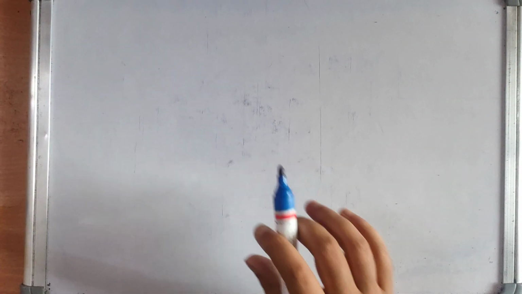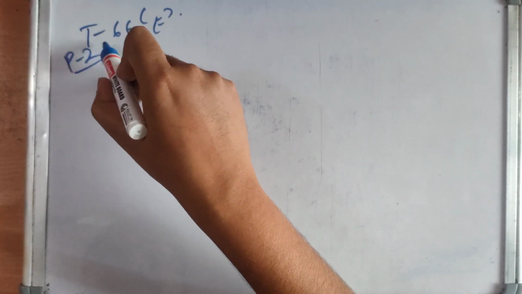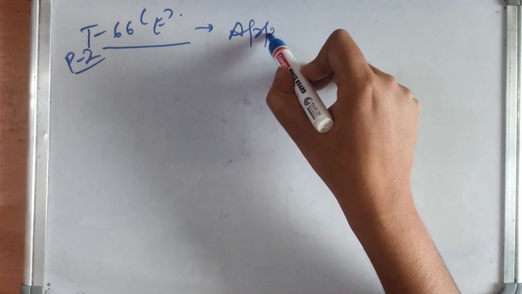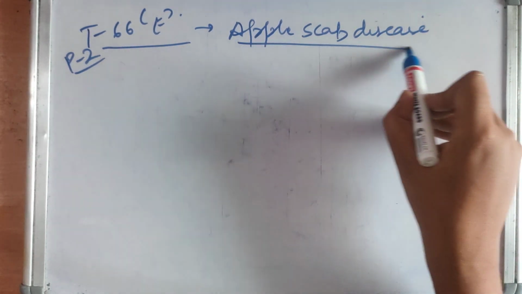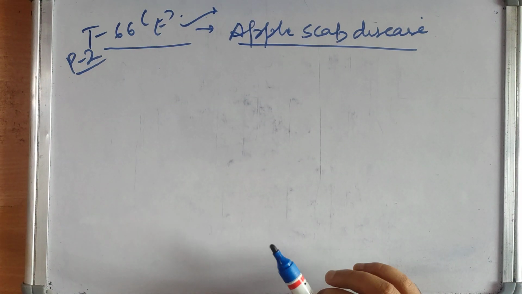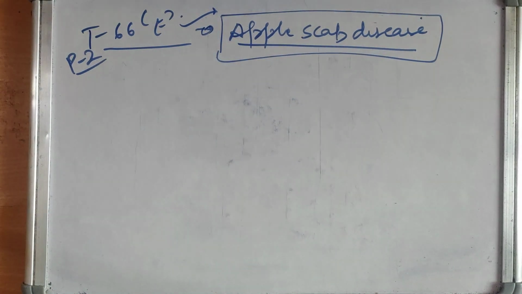So today we are going to do topic 66E of paper 2, where we are going to discuss apple scab disease. Although we are discussing here major diseases and pests and their management, the first disease we are going to discuss today is apple scab disease.